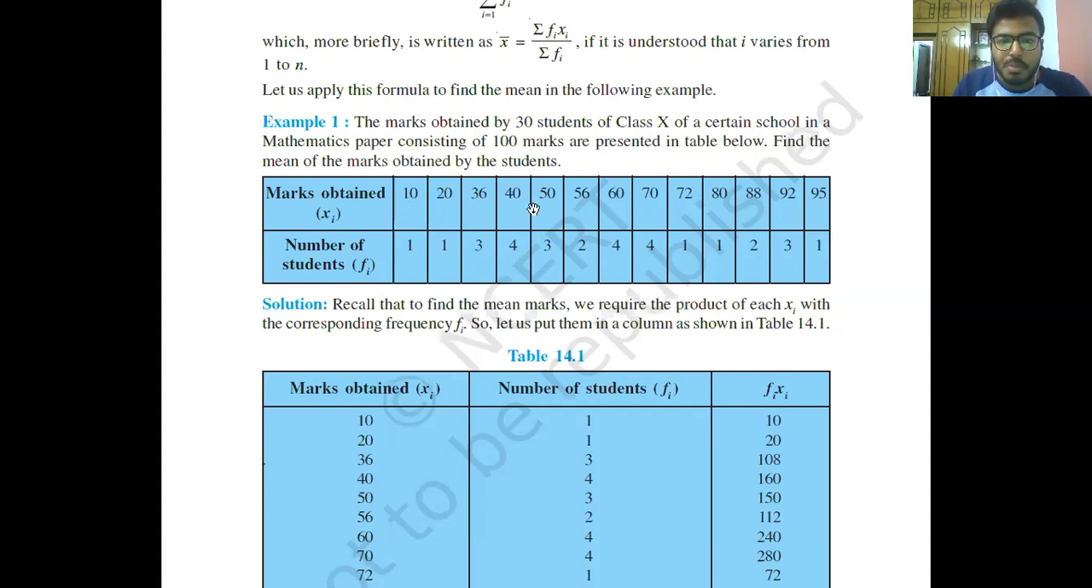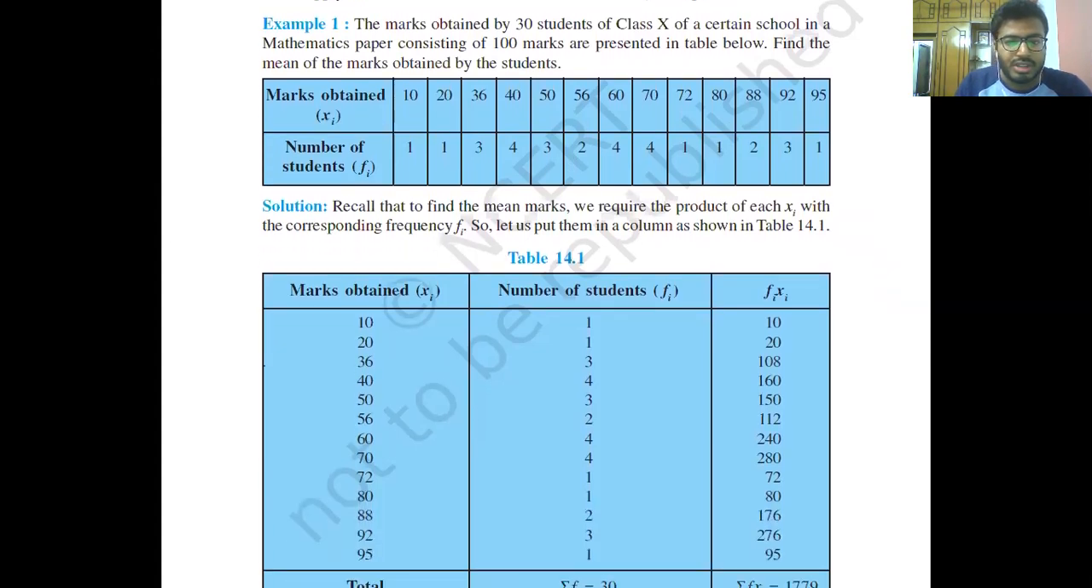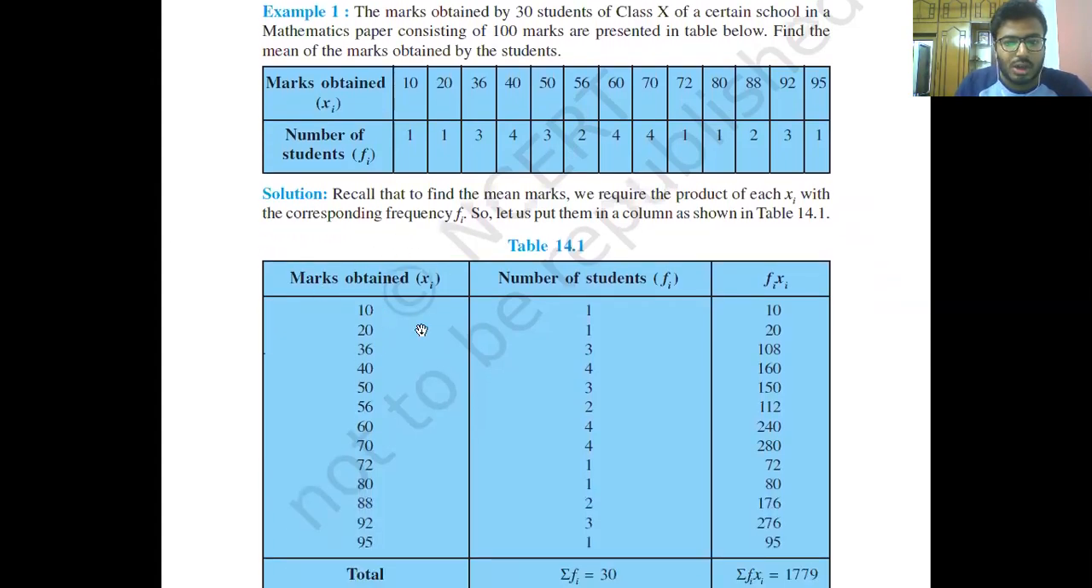Now, whenever marks are given, marks are the observation, and the number of students is the frequency. Now we'll arrange this in a vertical form. So xi is the observation, all the marks we have written on one side, and all the students, that is the frequency, we have written on the next side.